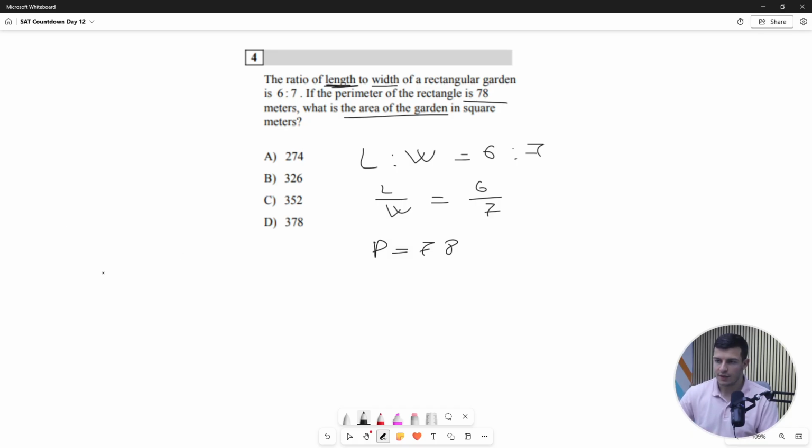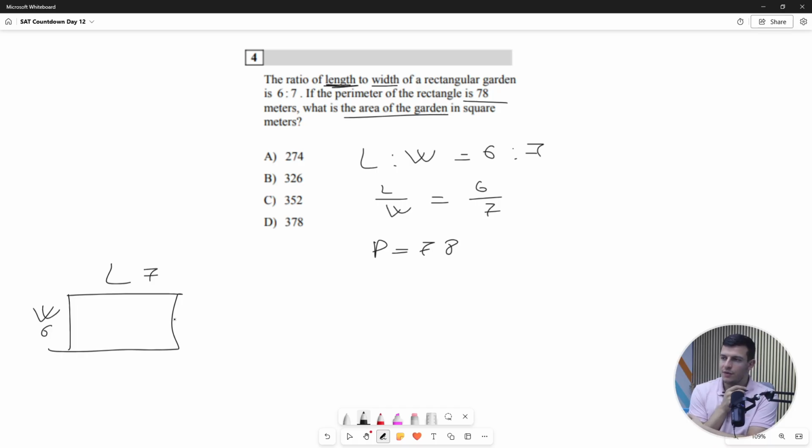So I have a rectangle. This is L, this is W. I know it's 6 to 7. Length to width of the rectangle is 6 to 7. Well, that seems a bit strange because length to width, it says it's 6 to 7, but length should be longer than the width, no? But I don't think it will matter anyways, but there is some issue there.